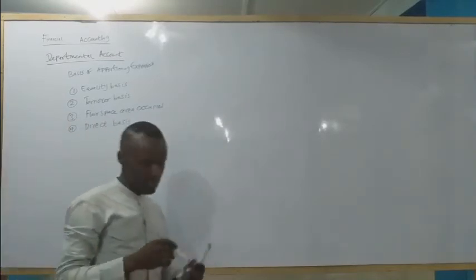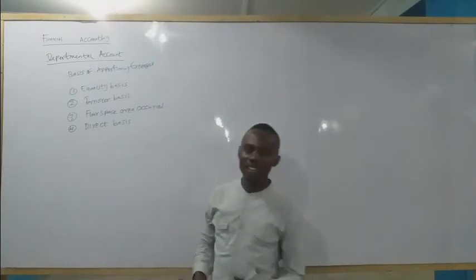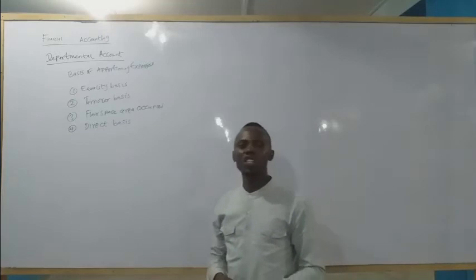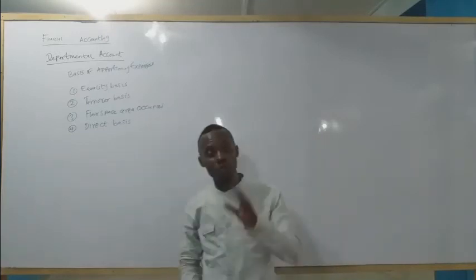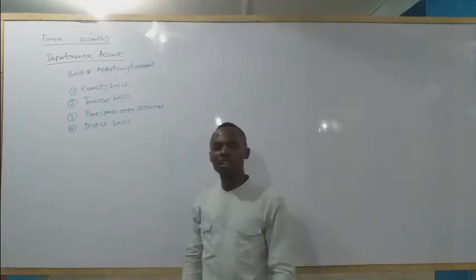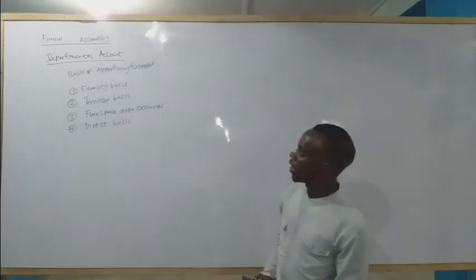Equality basis is just saying that the expenses should be shared equally between the lines of business. So if we have three lines of business and a particular expense that has been said should be shared equally, it means that we are dividing the expense by 3, which one third will be taken by each department.